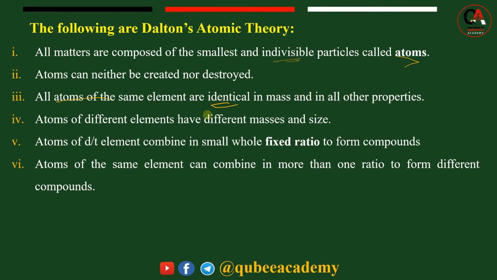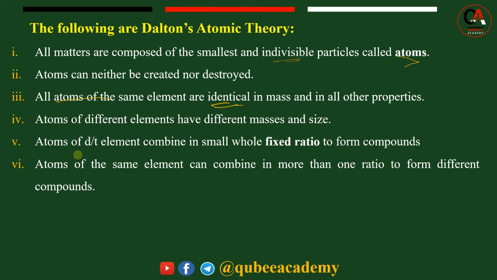So, such atoms from which an element is made up are identical in mass as well as in other properties. The fourth theory says that atoms of different elements have different mass and size. For example, we take atoms of sodium and atoms of magnesium. They are different elements, so they are composed of different atoms. So the atoms of such different elements are completely different in mass as well as in size.